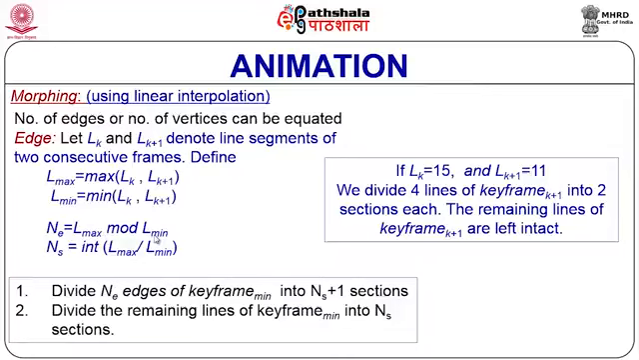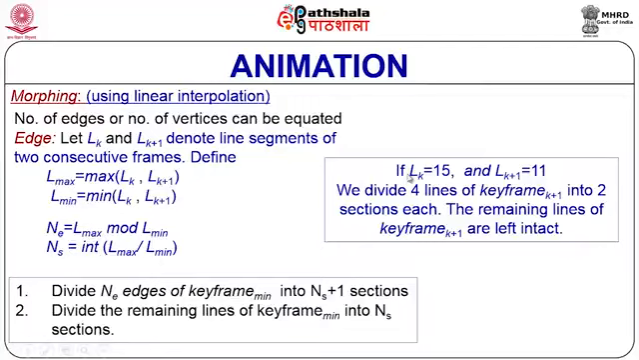NS is the number of sections, which is typecast to an integer, and it is a division between L max and L min. So, it is actually the integer version of this division, because the division can give a float value or a fractional value. We are converting that, typecasting that into an integer.